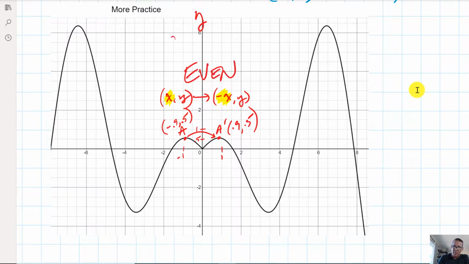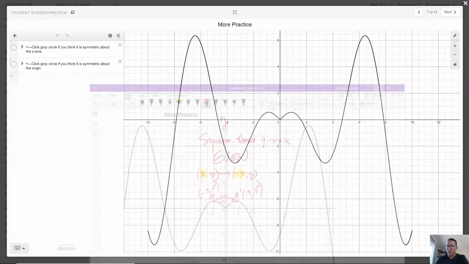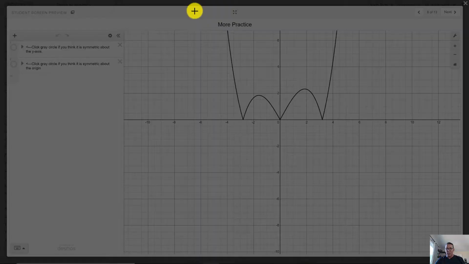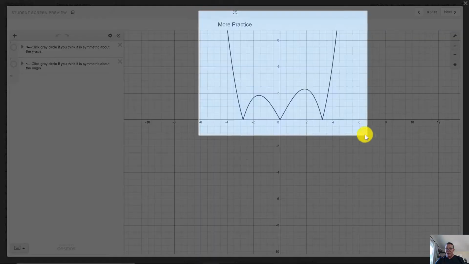Because it's symmetric about the y-axis. Okay, what's next? Let's take a look at this one. Now, this one, is this odd or even? Does this have symmetry about the y-axis or about the origin? Let's find out.